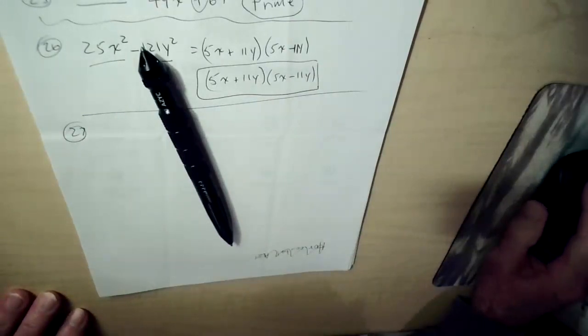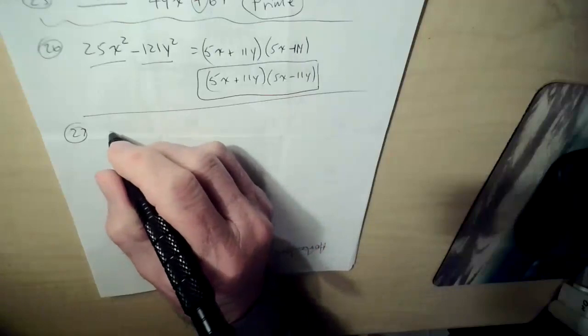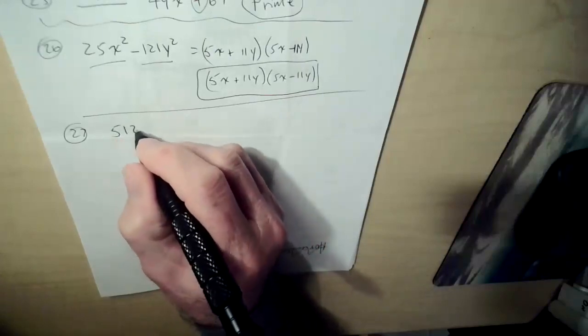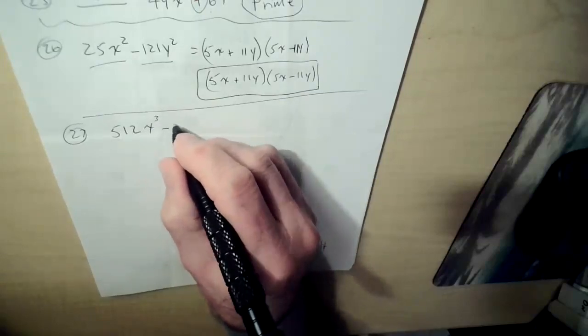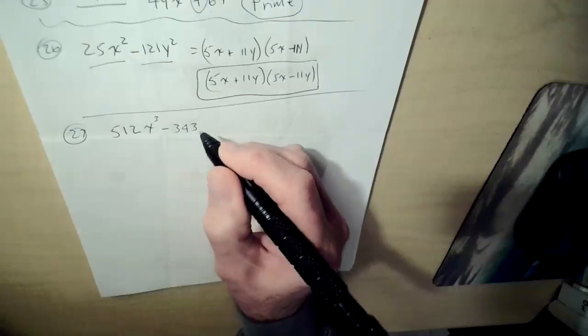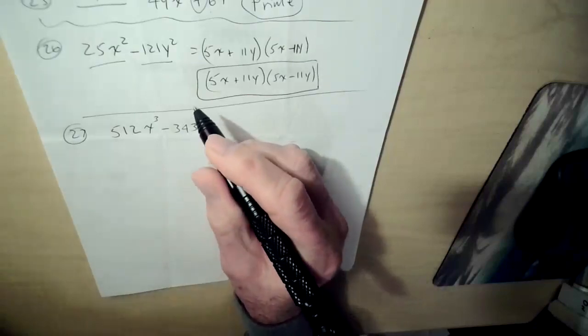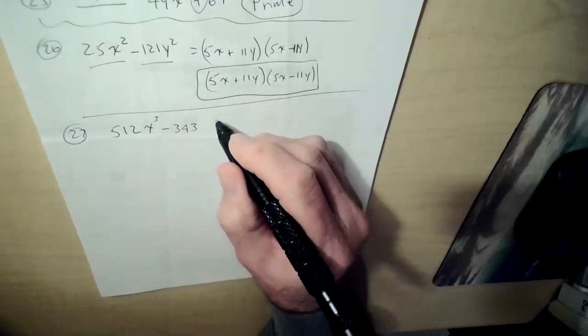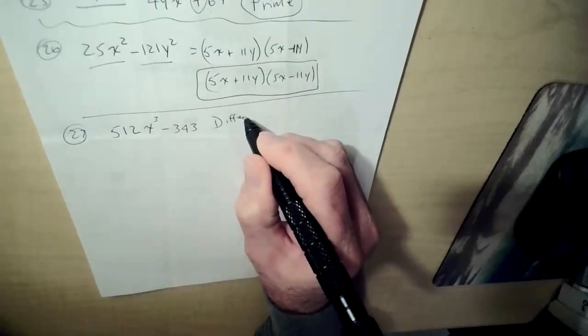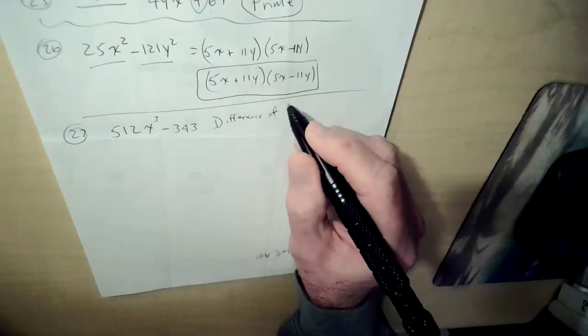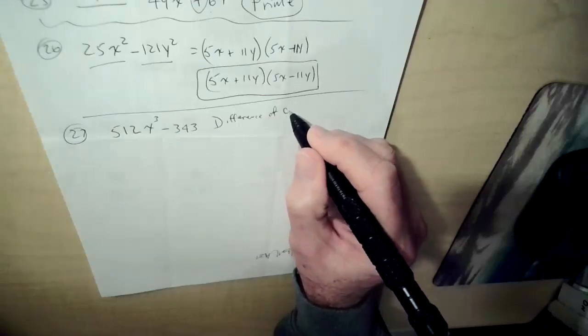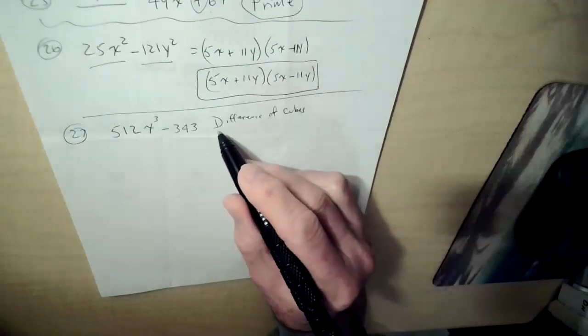27. Y'all excuse me for just a second. Okay, I'm sorry. Number 27. 512x cubed minus 343. Now, what do we have here? We have the difference of two cubes. Difference of cubes.